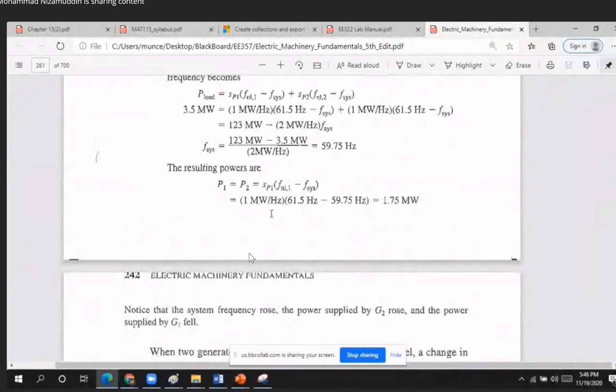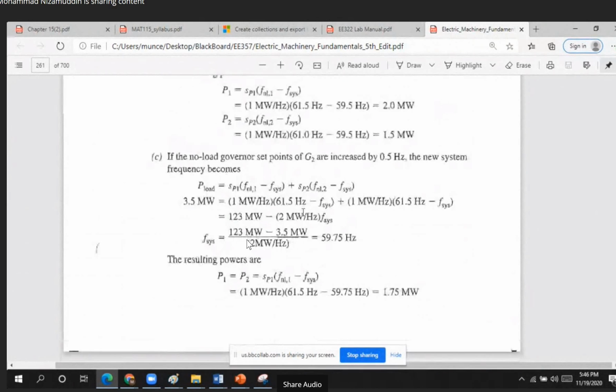Professor, how are the resulting power 1 and power 2 the same? Why is P1 equal to P2? Why are they the same? Let me see. If the no-load governor set point of generator 2 is increased by 0.5 hertz... Okay, now let me see.